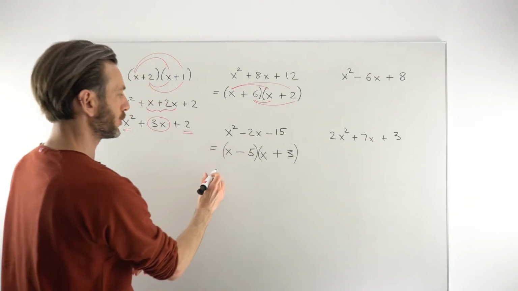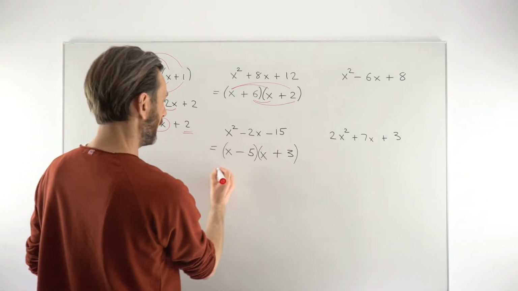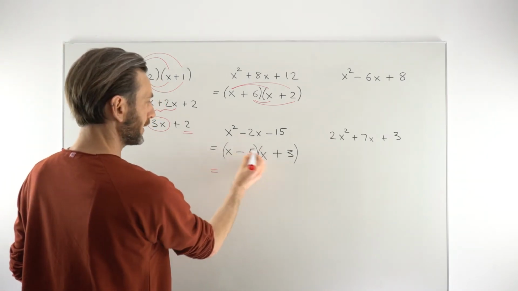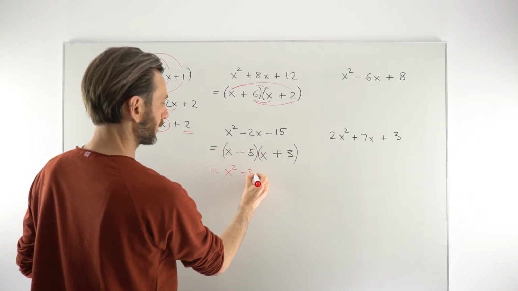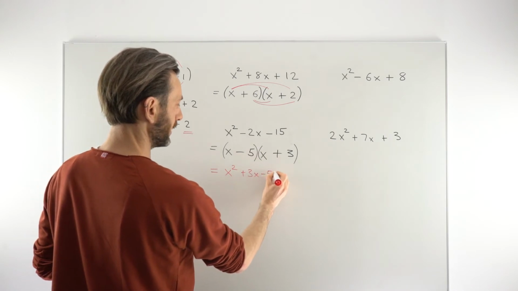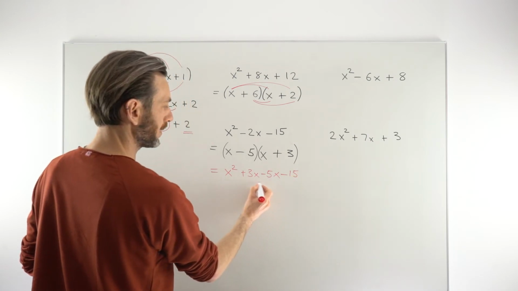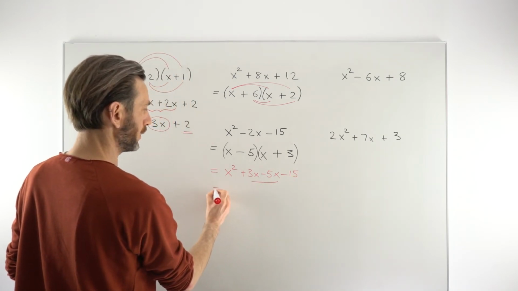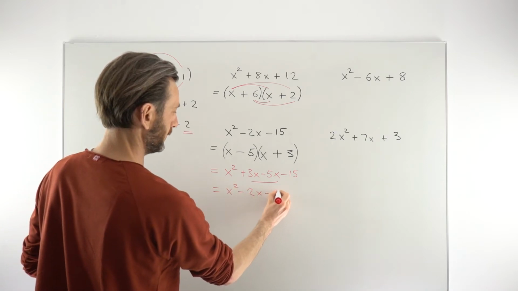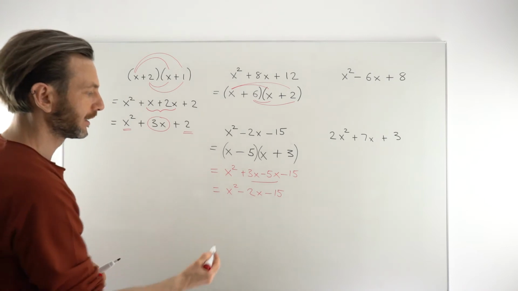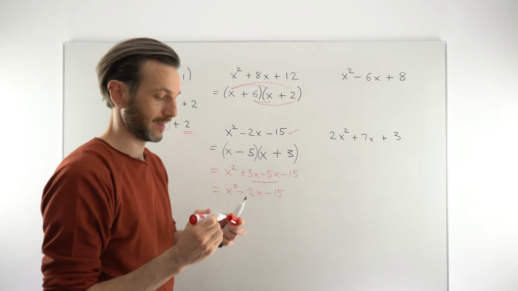So we'll actually just quickly check this one. Let me write it in red. Just working the brackets out, multiplying them out to see what we get. X times x gives us x squared, x times 3 gives us 3x, minus 5 times x gives us minus 5x, minus 5 times 3 gives us minus 15. If we then combine these two together, we're going to get a minus 2x, so x squared minus 2x minus 15. So we've run through that self-check. We've got what we started with, so that is the correct factorization.